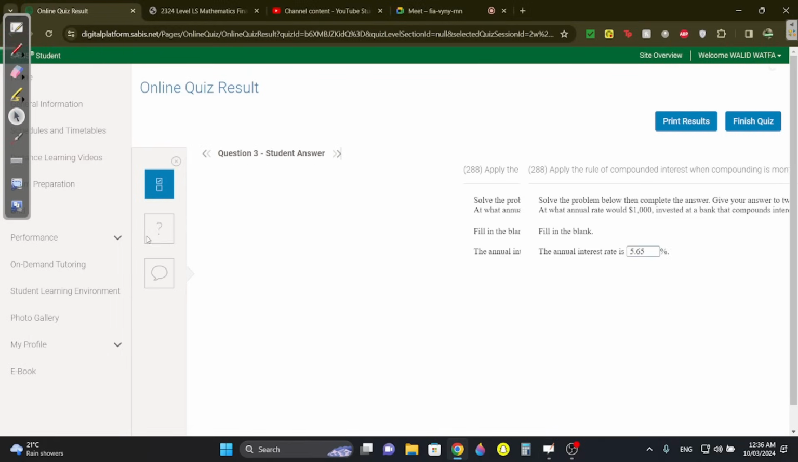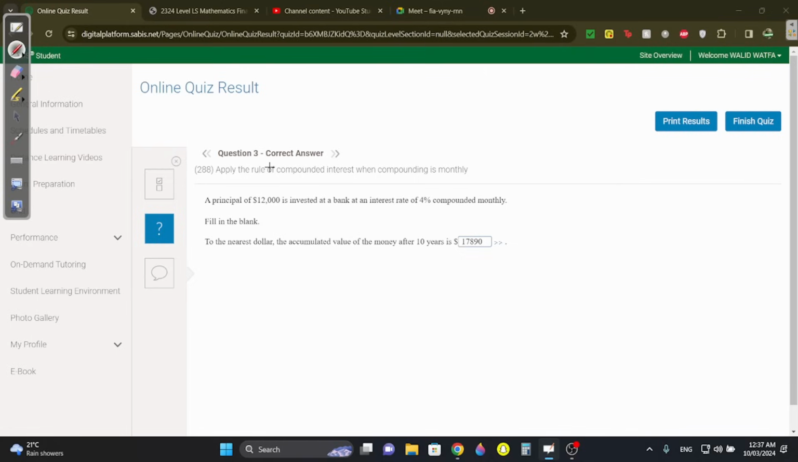Question 3. A principal of 12,000 is invested, and it gets you an interest rate of 4%. The interest rate that's given is always yearly. So they're compounding it monthly. And they're saying after 10 years. They want to compound it monthly.